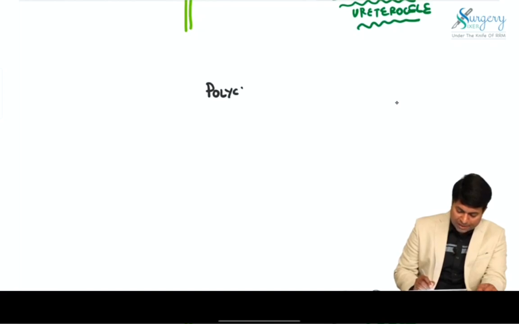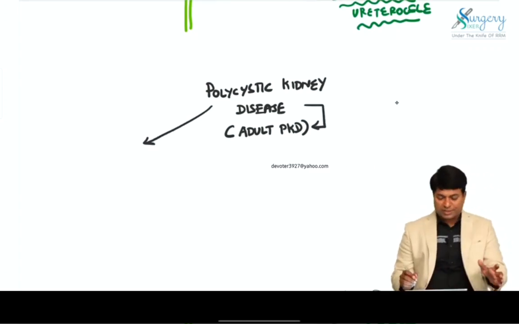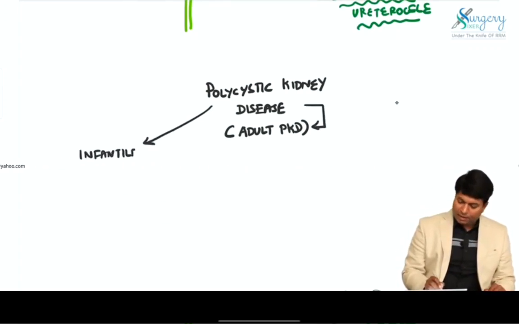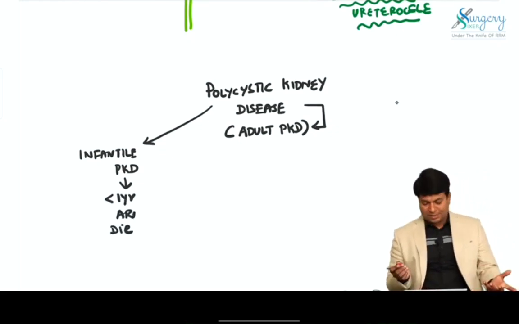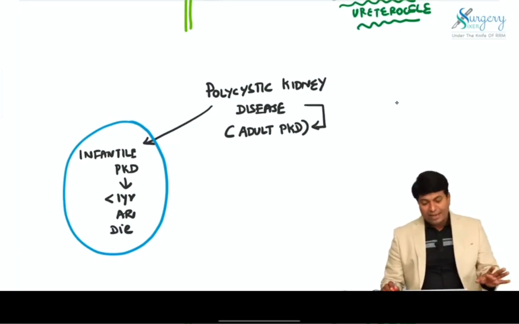Now I am going to polycystic kidney. Even in NEET 2020, we had a question from polycystic kidney disease. There are two types. Adult type is the one which we are going to discuss. I am not going to discuss the infantile type. Infantile polycystic kidney disease is seen in babies less than 1 year, and it is autosomal recessive. Most of them will die within 1 year, so nothing to discuss.